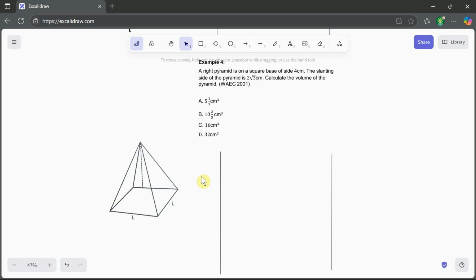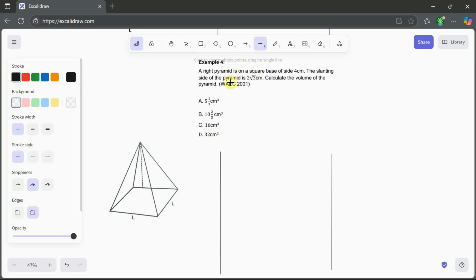So look at this. They said the slanting side. This is the slanting side, right? But what we need is the height, right? We need to find this height h. This is the height that we need.